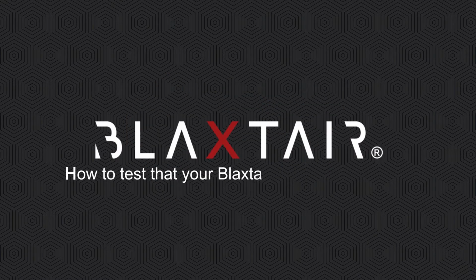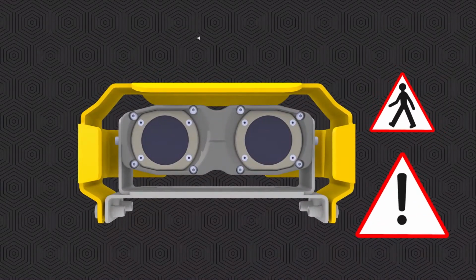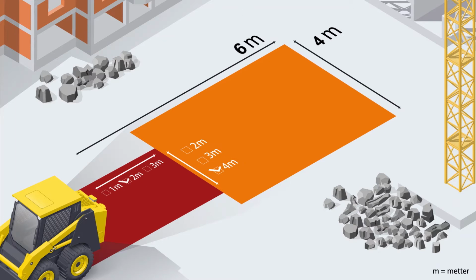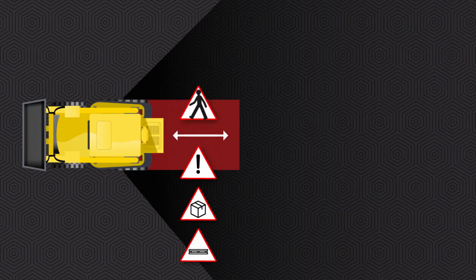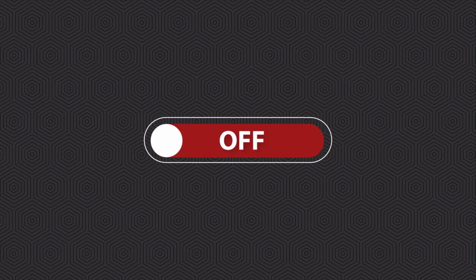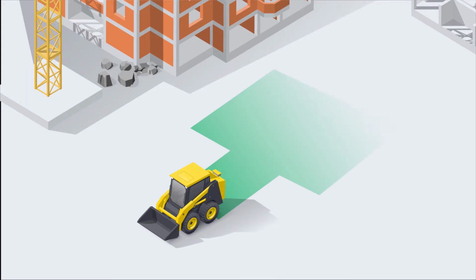How to test that your Blaxtair is working correctly. Blaxtair detects pedestrians and sets off an alarm based on the detection areas previously set. The obstacle zone detects both obstacles and pedestrians, while the pedestrian zone only detects pedestrians. Before testing your Blaxtair, make sure your device is on and position your vehicle in an open environment.